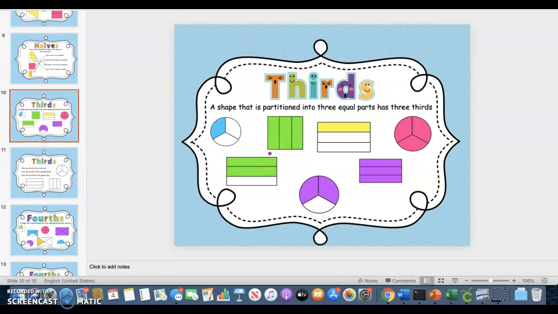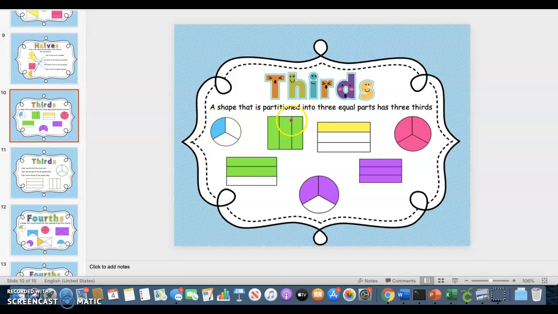So remember when we say the word third or something is asking you to partition it up into thirds, you're partitioning it up into 3 equal parts. A shape that is partitioned into 3 equal parts has thirds. So let's look at this circle. The circle has been broken up into thirds, 3 equal parts. How many of these parts are shaded? Yeah, just 1/3 of this circle is shaded.